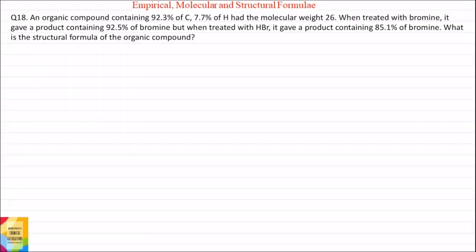Question 18. An organic compound containing 92.3% of carbon, 7.7% of hydrogen had the molecular weight 26. When treated with bromine, it gave a product containing 92.5% of bromine, but when treated with HBr, it gave a product containing 85.1% of bromine. What is the structural formula of the organic compound?